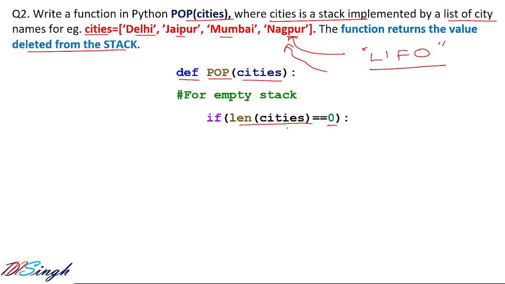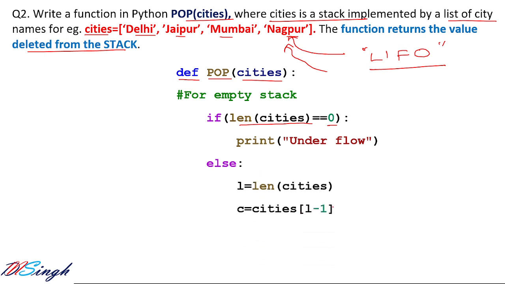Once we have checked that the length is equal to 0, what message should be printed? Stack underflow, or underflow of the stack. If it is not the case, go ahead and pop out the element using the pop function. So in the else part, we will just calculate the length. After calculating the length, go to the last index, which is length minus 1. So first we calculate the length, then take out that element, print it, and use the pop function to remove that element.